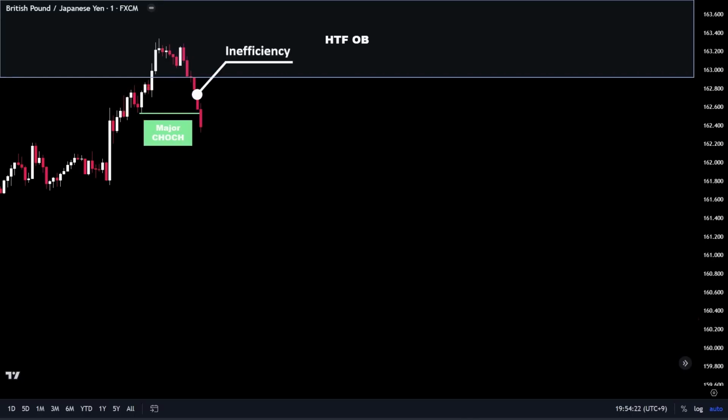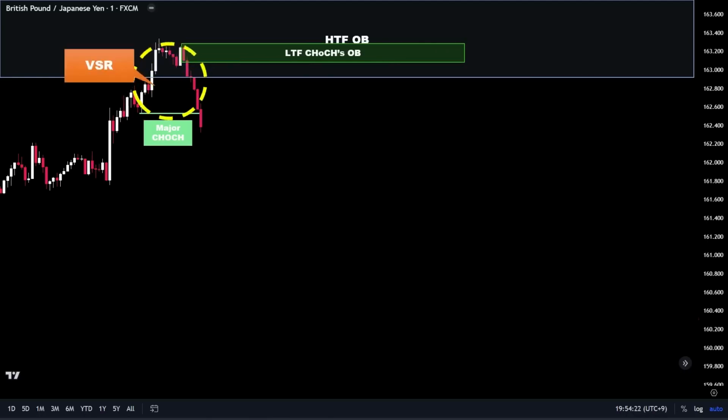So in the next step, I'm going to highlight the order block generated by the down wave. Also, we can easily spot this VSR pattern here, which shows a strong rejection from the higher time frame supply zone. That means this zone would provide higher probability if we use it to take any short position. So guys, we have another confirmation for the entry.